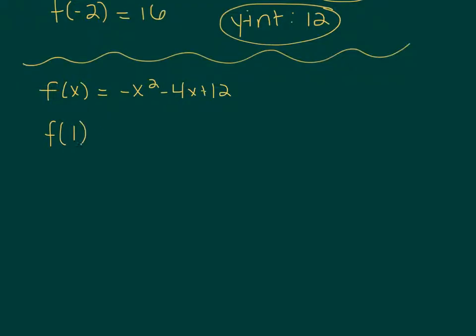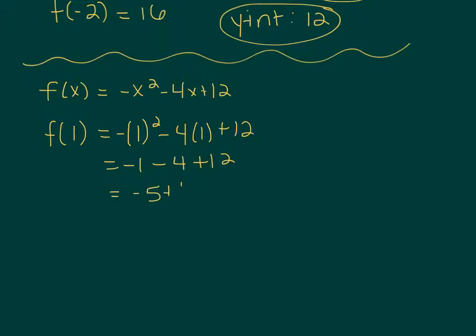So first let's find f of 1. F of 1 is equal to negative 1 squared minus 4 times 1 plus 12. So 1 squared is 1, so it's a negative 1 minus 4 plus 12. So that's negative 5 plus 12, which is 7. And we'll just go ahead and do the other one here.